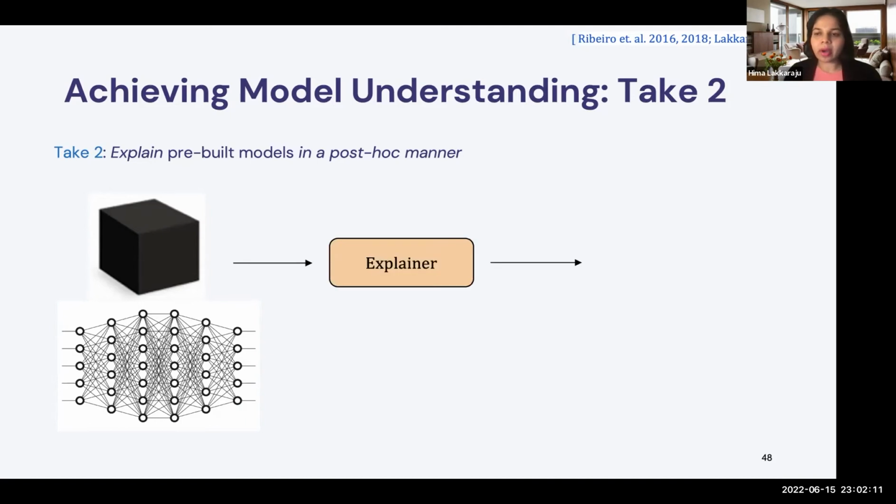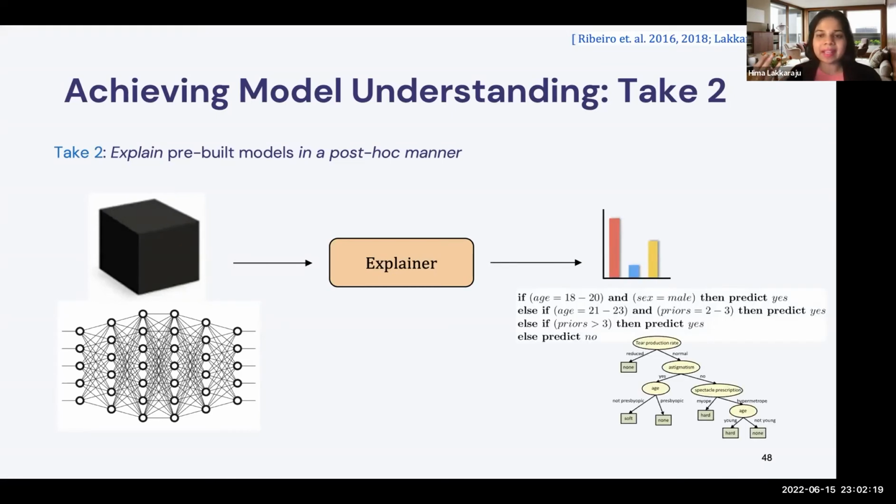So for such kinds of models, we can pass them through an explainer algorithm, which explains these models in a post hoc manner, which means it generates explanations of these models using simpler models that people can interpret. For example, again, linear models, or shallow decision trees, or a smaller subset of rules and so on.